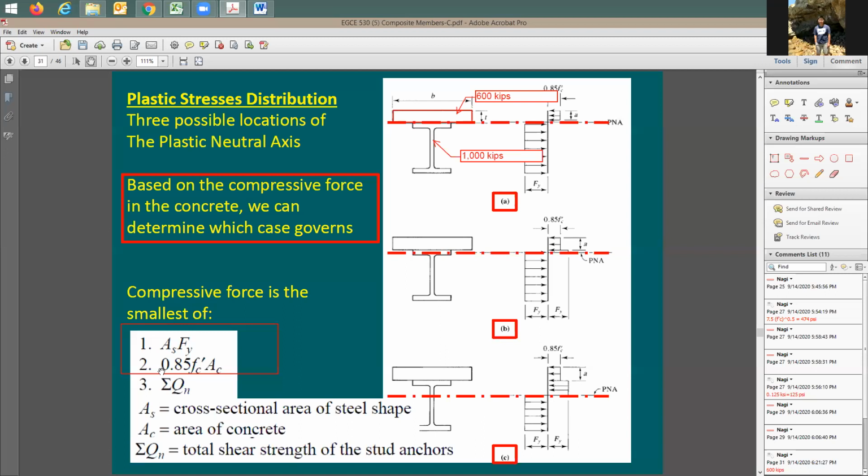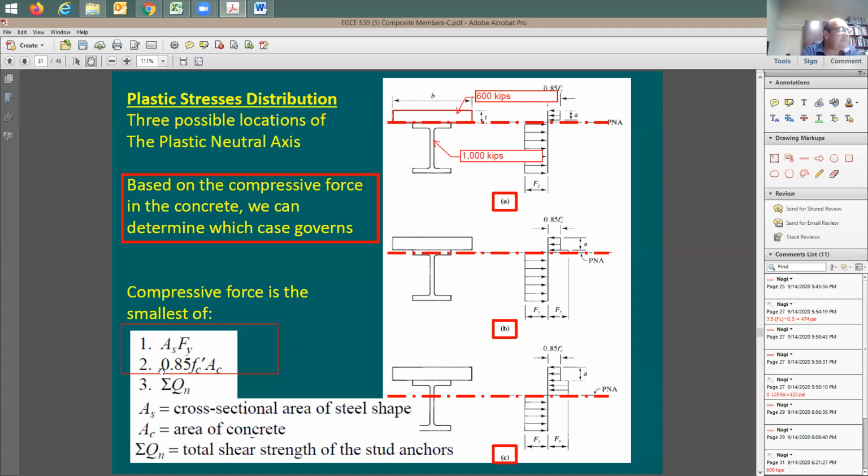Professor? Yes. For example, if we only provide 50% of the studs, then can the failure happen at the studs or not? So for example, if we only provide 50% of the studs. Yes. Is there any chance the failure happens at the studs? When the force will not fully transfer to the steel.